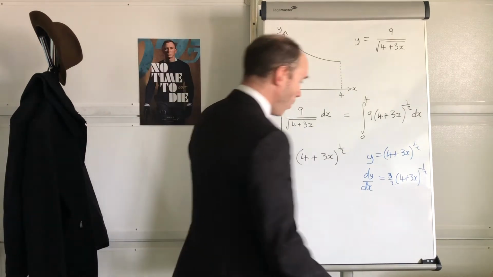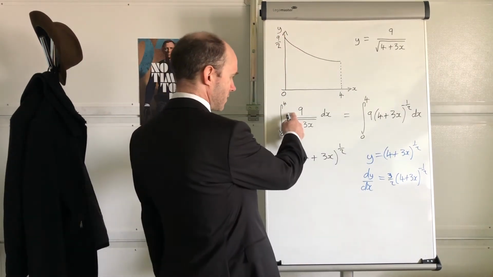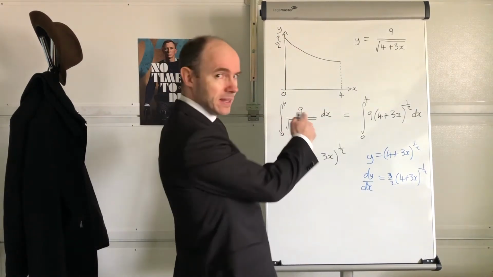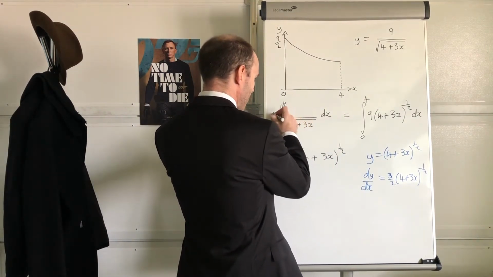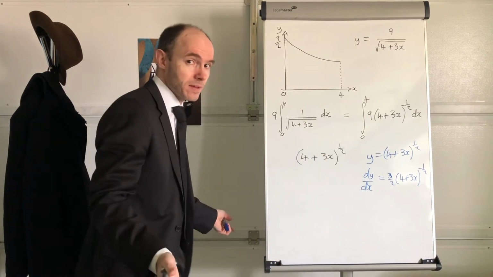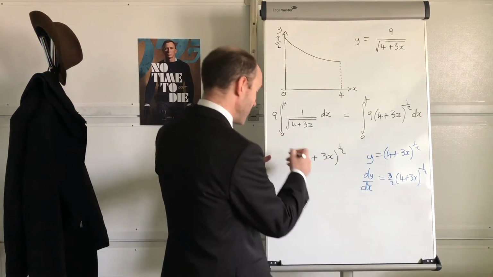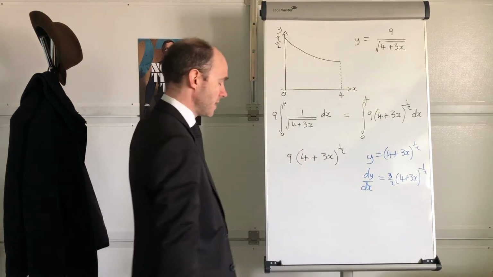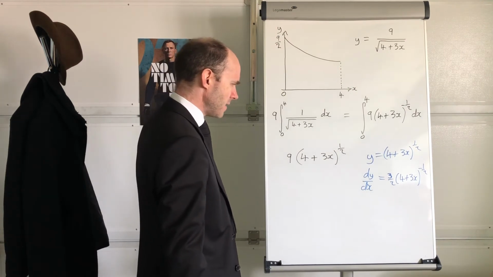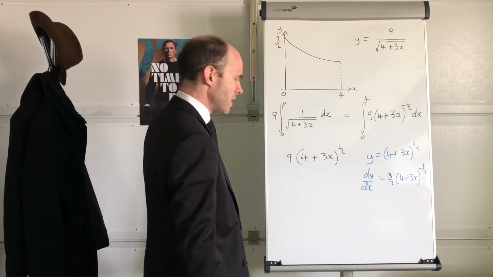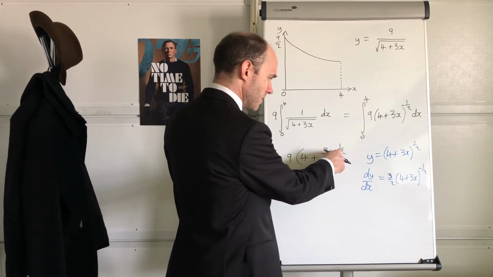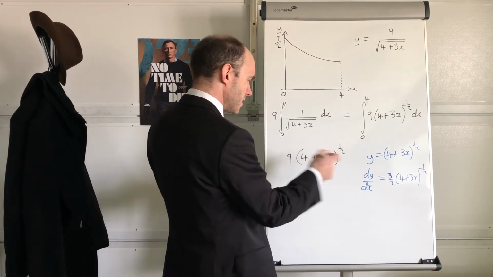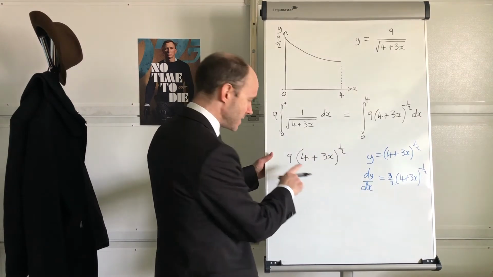Or what you do is just think, well, there's definitely a 9 there, isn't there? So even if you just took the 9 outside the integral bracket like this, you can do that. You're going to have a 9 at the front. And then what else have we got to do? Well, we know that when we integrate, we've got to divide by that power. So we'll divide by 1/2, so that's times by 2. So that's 18, isn't it?